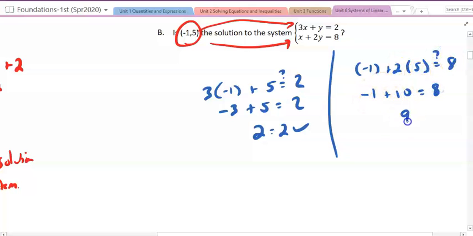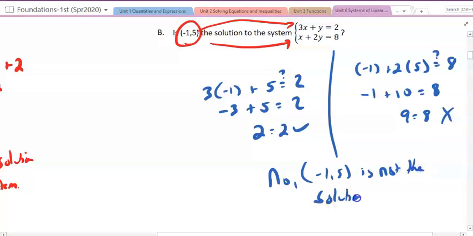And negative 1 plus 10 is 9. So that does not work. It has to work for both to be a solution to the system. If it only works for one, that means it's a point on that individual line, but it's not a point on both lines. And so no, negative 1, 5 is not the solution to the system.